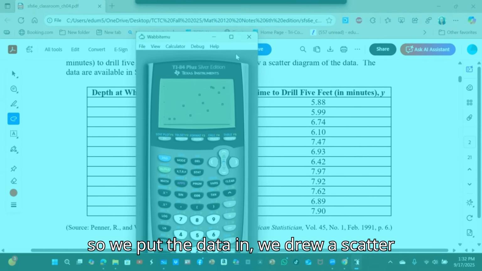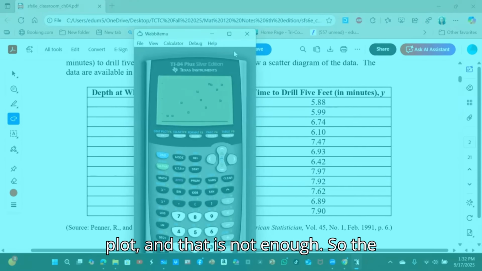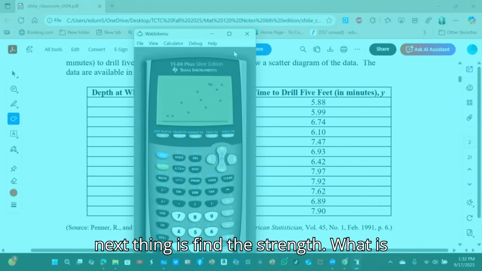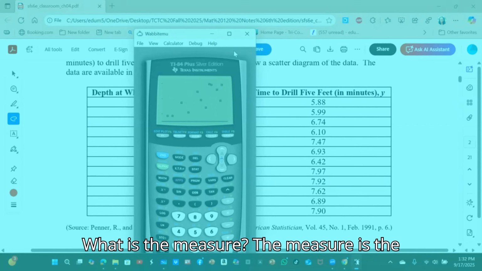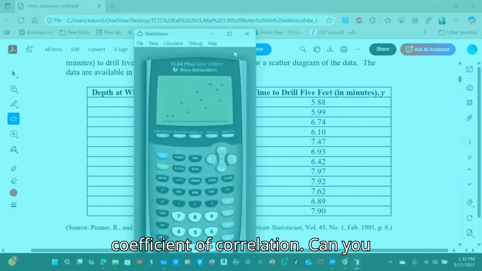Okay, so we put the data in, we drew a scatter plot, and that is not enough. So the next thing is find the strength. What is the strength of relationship in numbers? What is the measure? The measure is the coefficient of correlation.